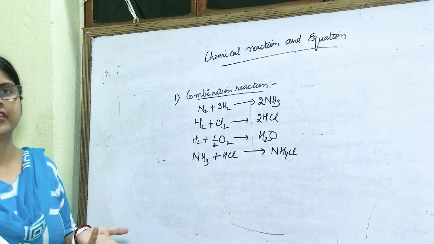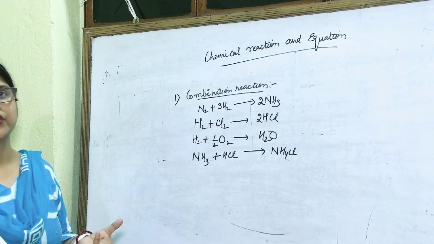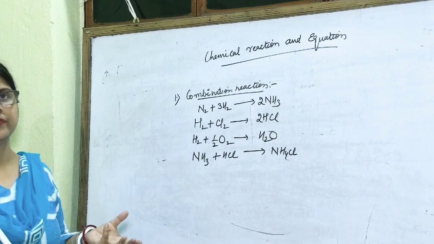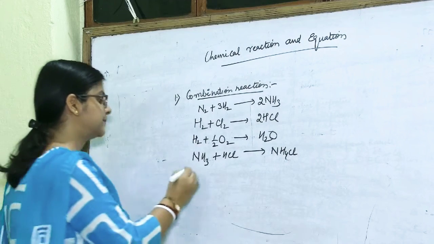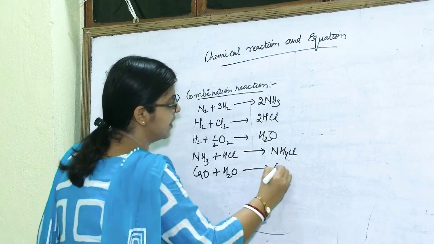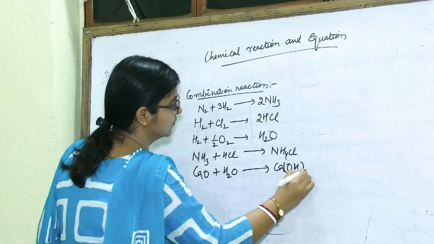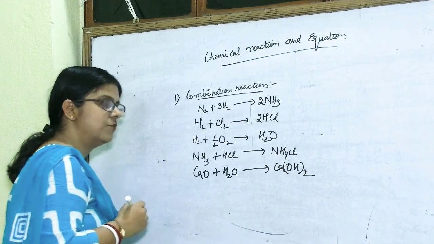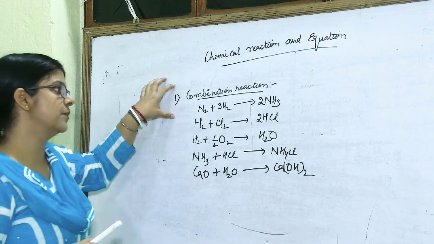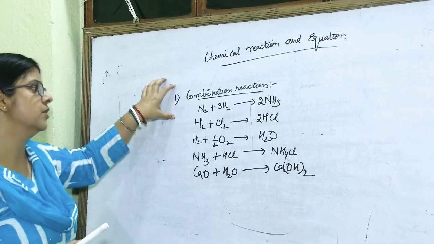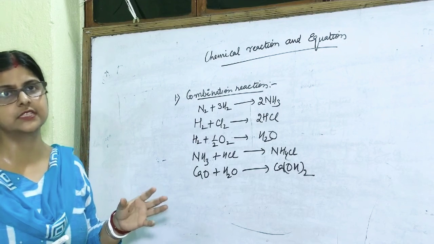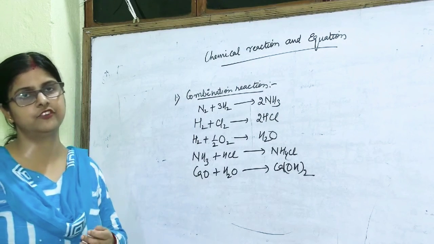Then again you can take up an example when you add water to lime. Then what happens? Lime plus water forms calcium hydroxide. This is also an example of combination reaction. So students, my first topic was combination reaction. Whenever two or more substances combine to form a new substance, then it is known as combination reaction.